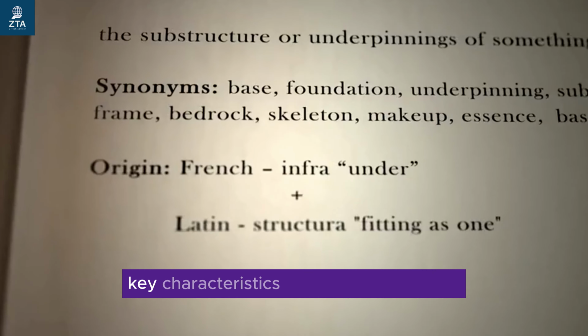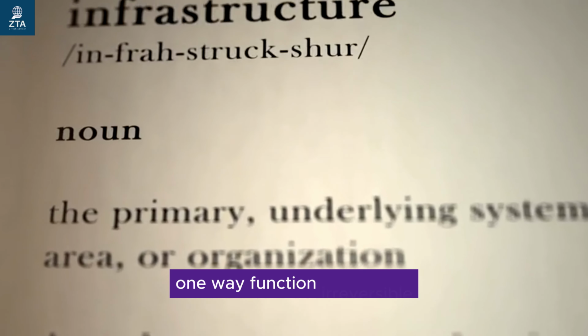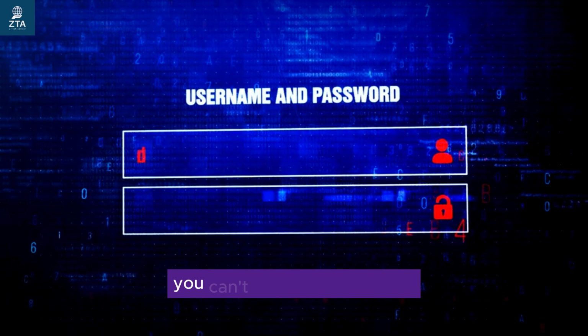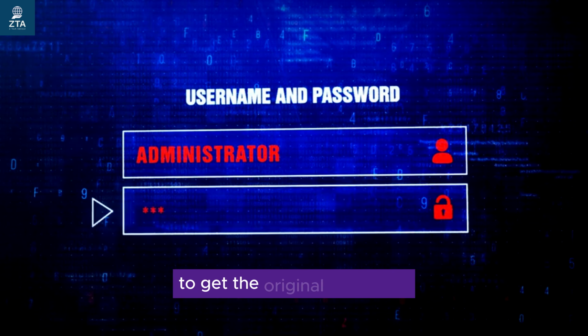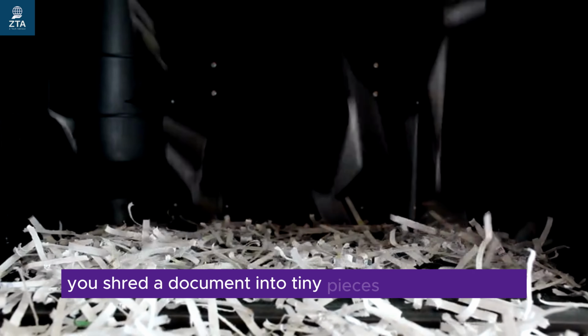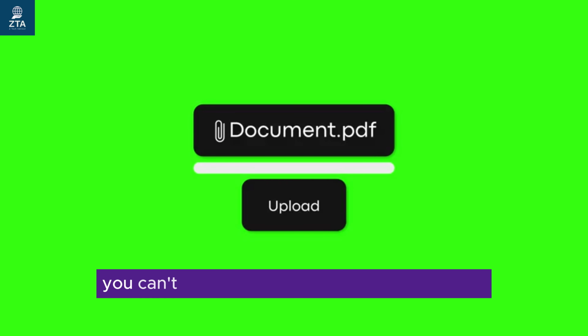Key characteristics of hash functions. 1. One-way function. Irreversible. Once you convert data into a hash, you can't reverse the process to get the original data back. Imagine you shred a document into tiny pieces and mix them up. Even if you have the pieces, you can't easily recreate the original document.